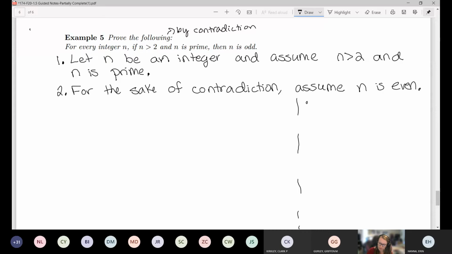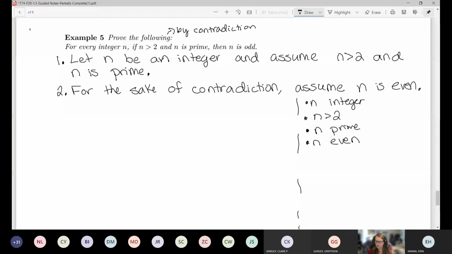So let me bullet point what we have again. So n is an integer. Maybe I should stop using arrows because that looks like an n flies. n is greater than 2. And n is prime. And n is even. That's the thing we're assuming for the sake of contradiction. So let me get rid of that arrow.